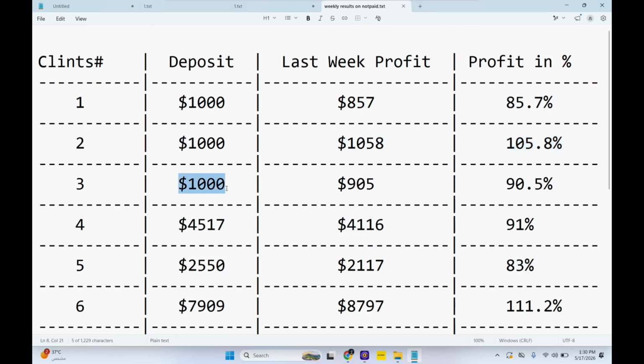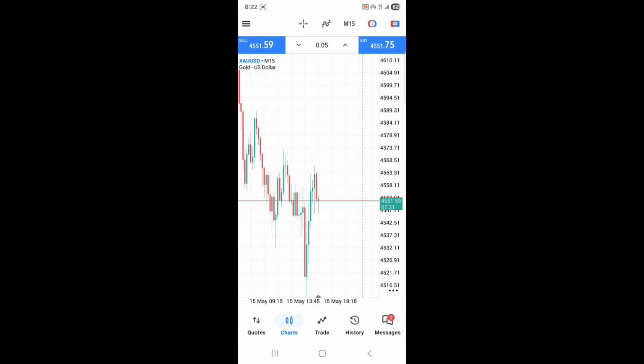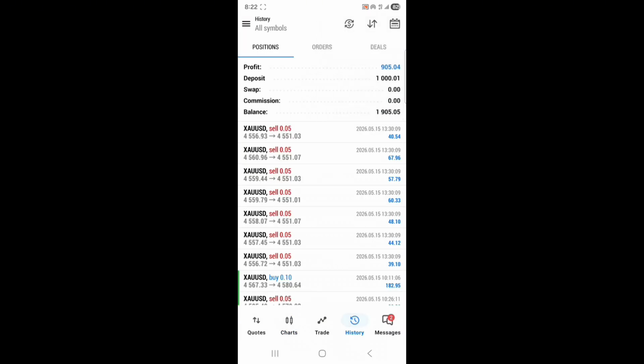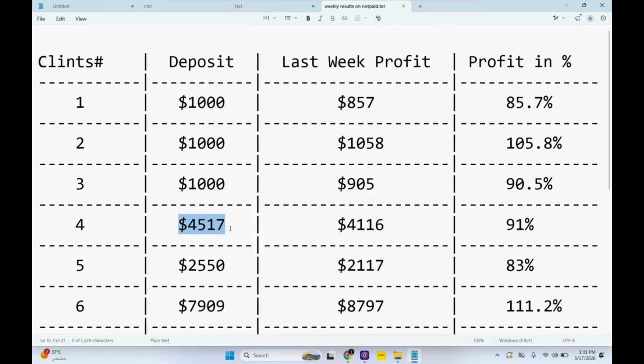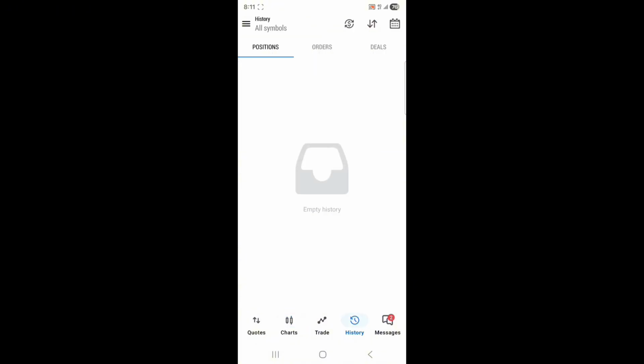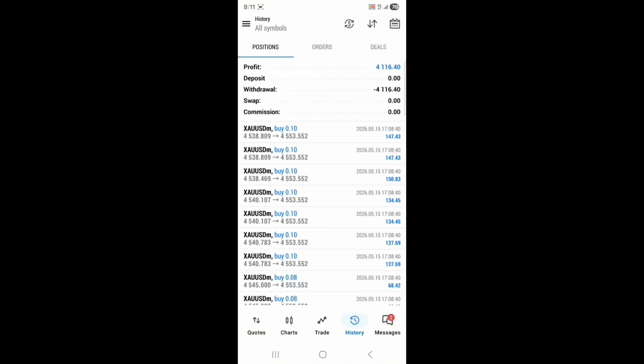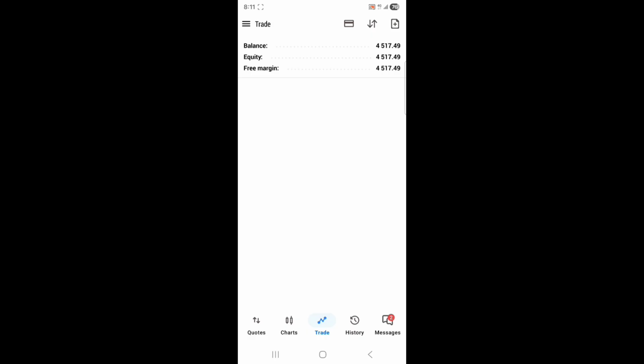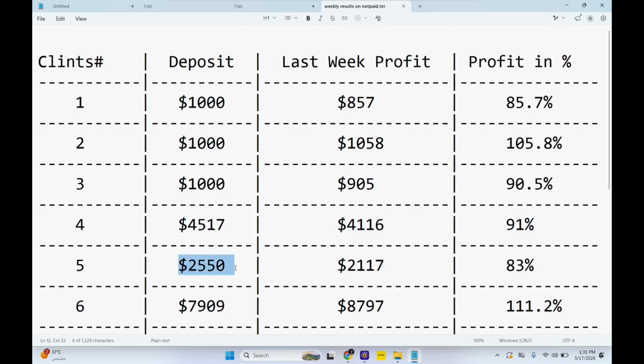This is another client and his deposit was $1,000 and his last week profit is $905 and that is 90% profit. And this is the account of client number 3, and you can see his last week profit, which is $905 and his deposit amount is $1,000. This is another client and his deposit was $4,517 and his last week profit is $4,116 and that is 91% profit. And this is the account of client number 4, and you can see his last week profit, which is $4,116 and his deposit amount is $4,517.